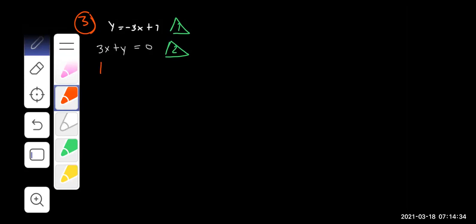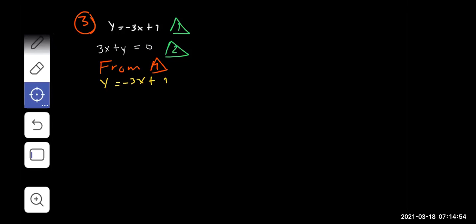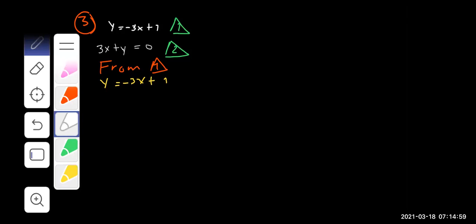From the equation one, let us copy the equation one, which is y equals negative 3x plus 1. That is my first equation. Then, guys, solve for the variable. I don't even need to solve because y is already alone. That's a good point. You don't need to solve. That new equation is going to be equation number 3.